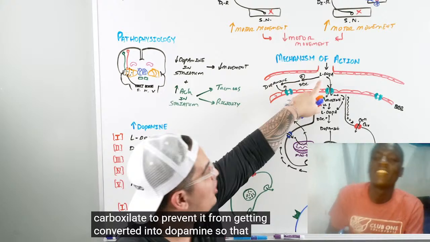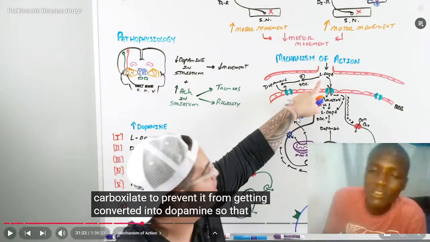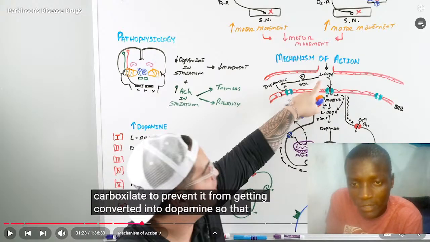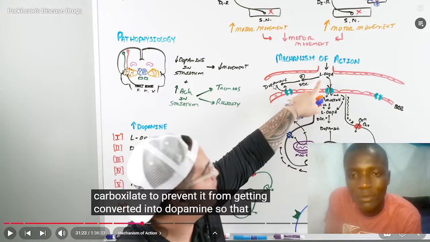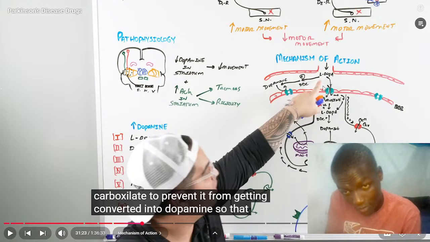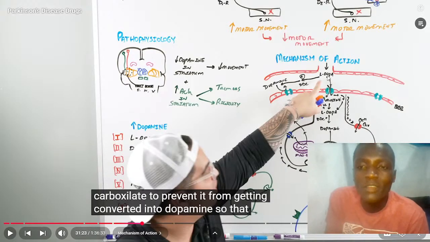This makes more sense now. You can't give direct dopamine because it won't cross this membrane, the blood-brain barrier. So you can't give direct dopamine. You have to give L-DOPA, which is the only one which crosses the membrane. So to prevent the L-DOPA from being converted to dopamine, you have to inhibit this enzyme.